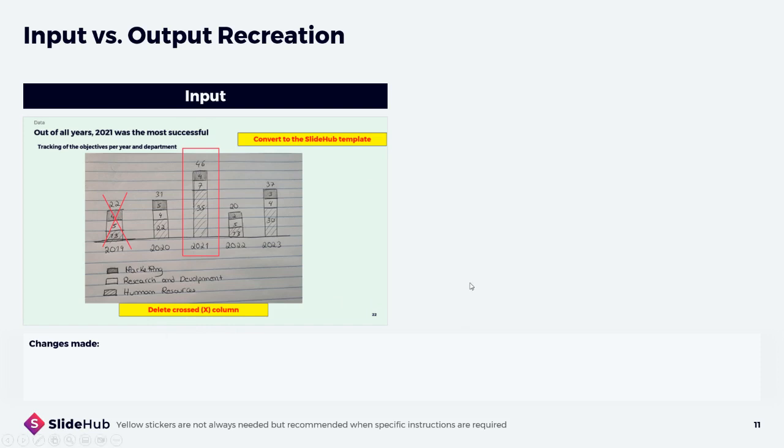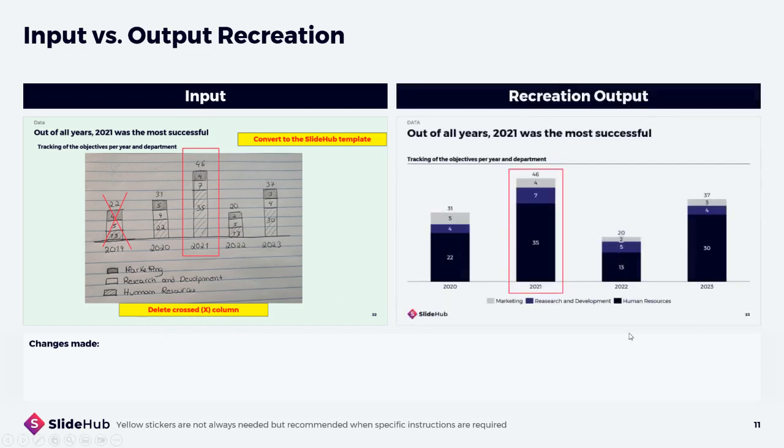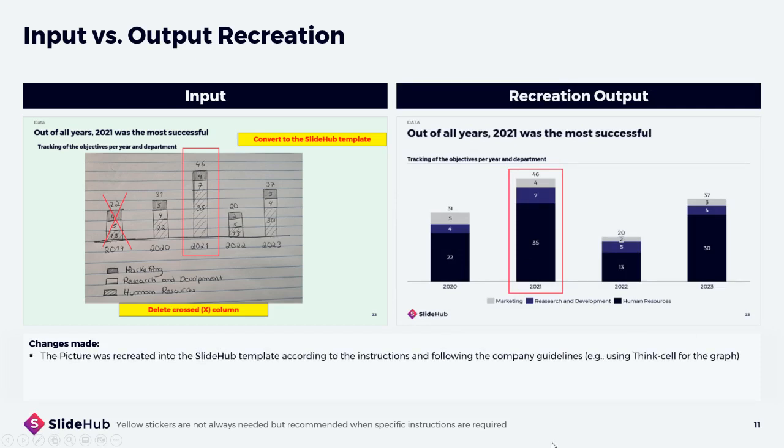So now let's see the result. So this would be the result of the recreation. You can see the recreation output is matching the company style and rules. So now let's consider the changes that we made. So we recreated the picture into the SlideHub template according to the instructions of the client, and we are also following the company guidelines. So for example, we are using Thinkcell for the graphs instead of the standard Microsoft graphs.